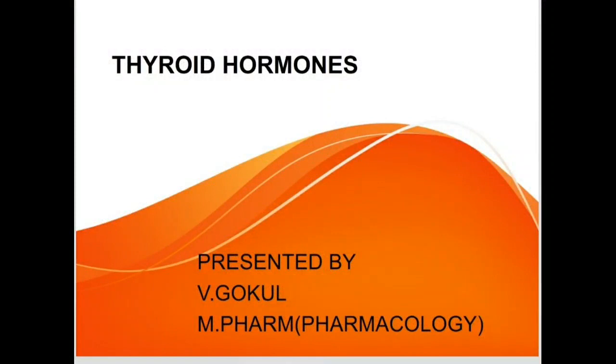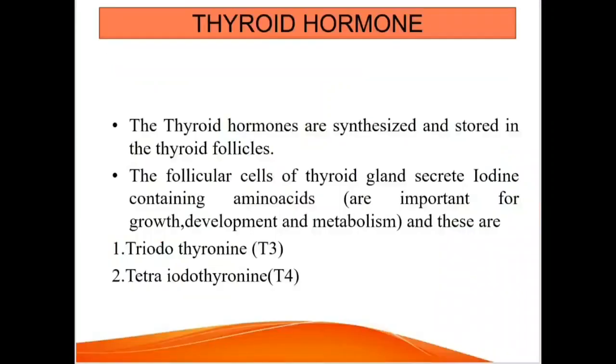Today I will discuss the topic of thyroid hormones. First, we see what thyroid hormone is. The thyroid hormones are synthesized and stored in the thyroid follicles. The follicular cells of the thyroid gland secrete iodine-containing amino acids, triiodothyronine and tetraiodothyronine, which are important for growth, development and metabolism.